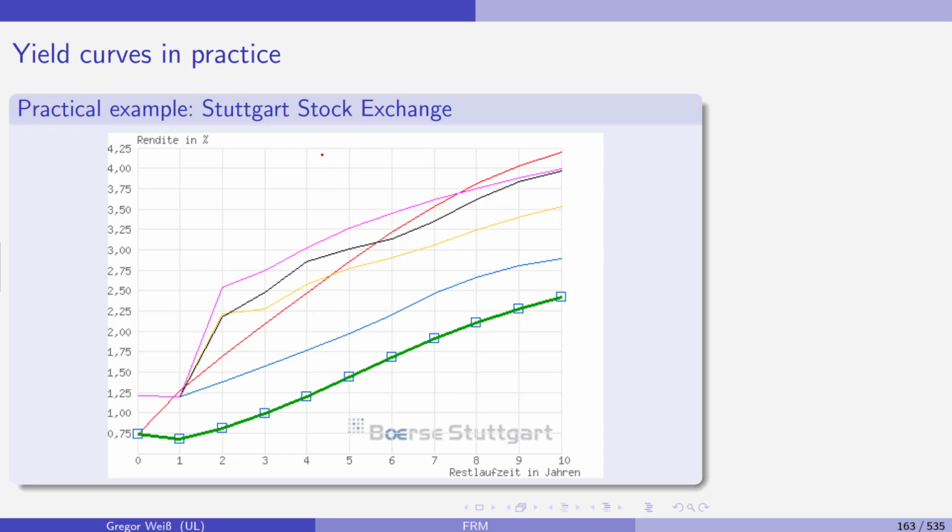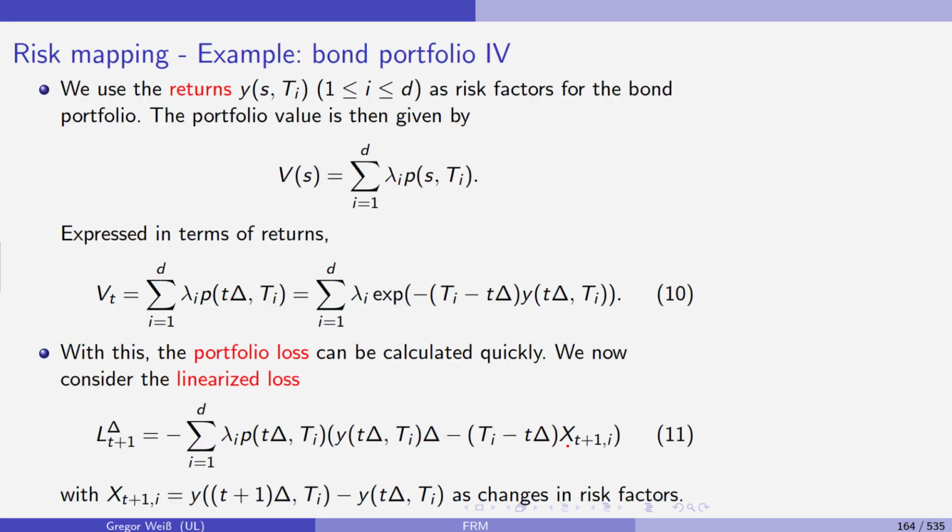This is also a practical example taken from Börse Stuttgart. You see those yields, or in German die Renditen, for different maturities here, for different maturities up to 10 years. It's a little bit older, we still had interest rates and yields of up to 4% at that point.